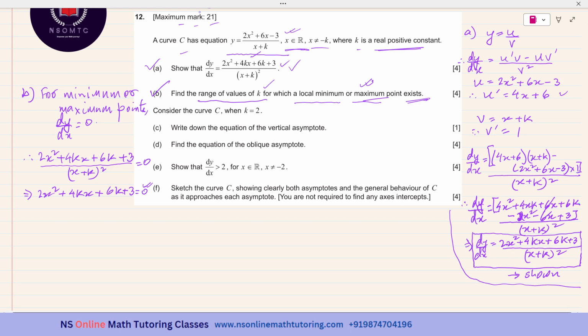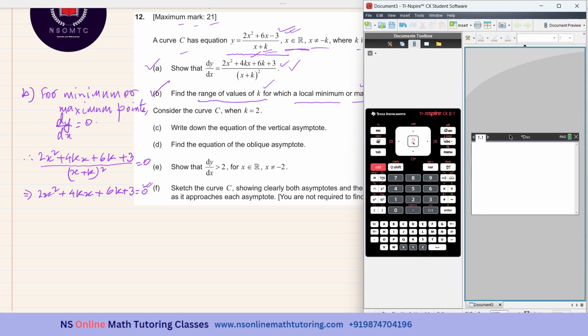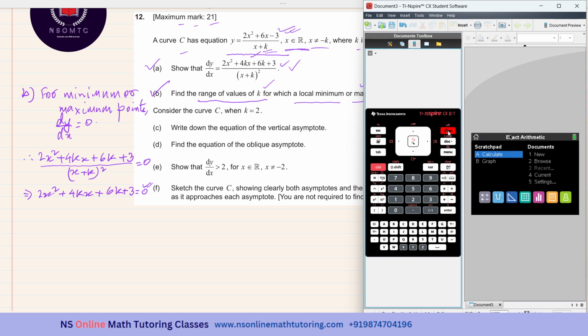Okay. So, one way to find out whether there exists only a single stationary point or two stationary points is to graph this. Because this is a paper 2 question, you will be having your calculator, and of course there is this variable k, but you can use the slider to graph. Let us graph this. Let us see whether we can get a single stationary point or we will always be getting two stationary points.